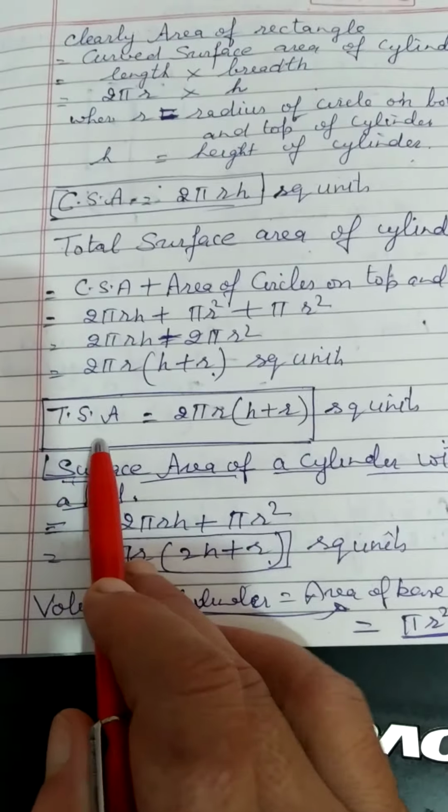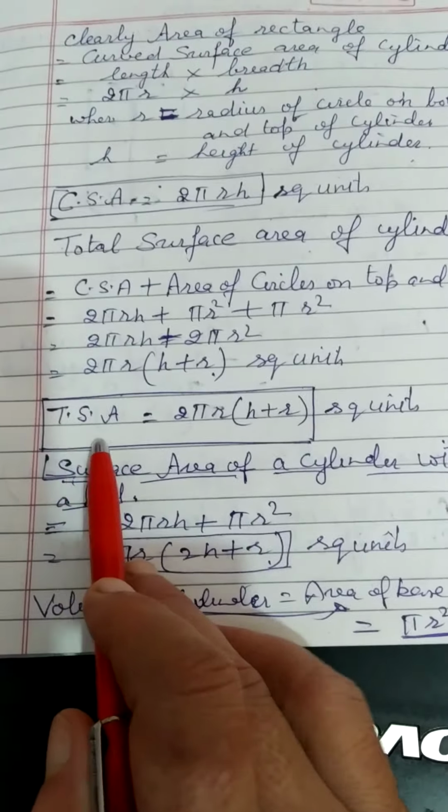Volume of a cylinder. Obviously I told you in the last topic also, when we are to find the volume of a three-dimensional figure, it is equal to the area of the base multiplied by height. Here the area of the base is the area of the circle that is on the base, that is pi r square, and the height is h. Therefore the volume of the cylinder is equal to pi r square h.